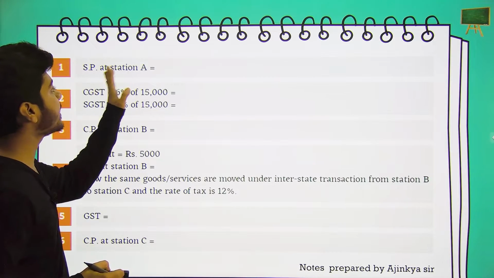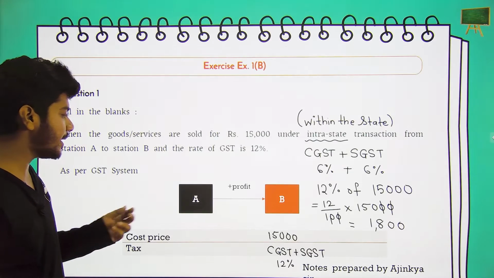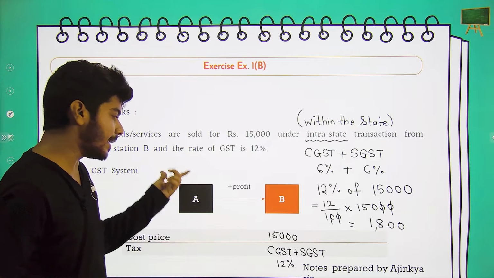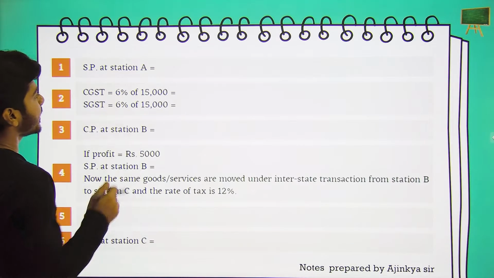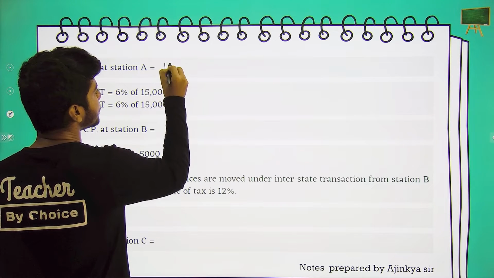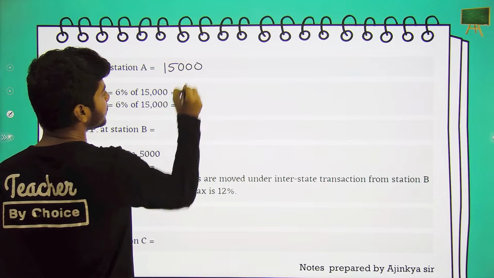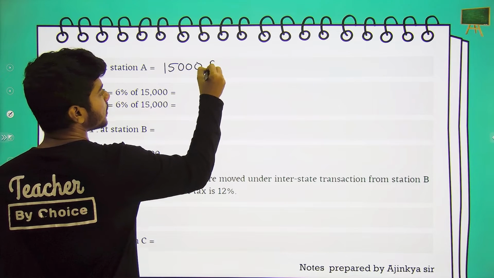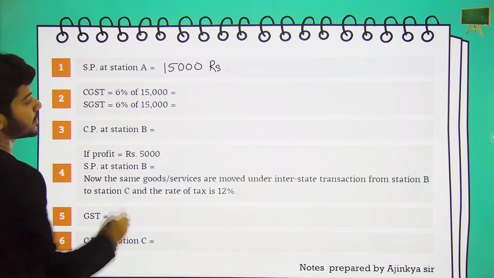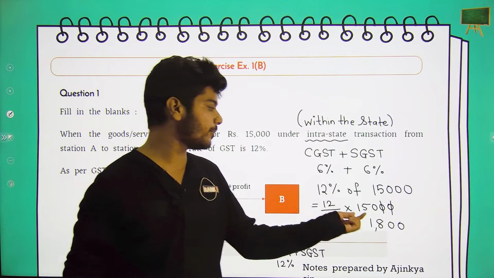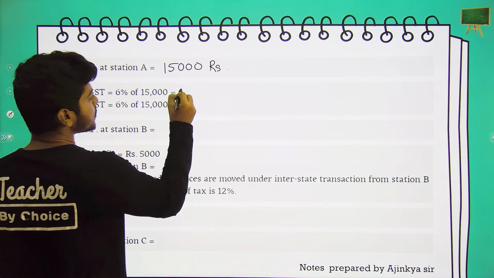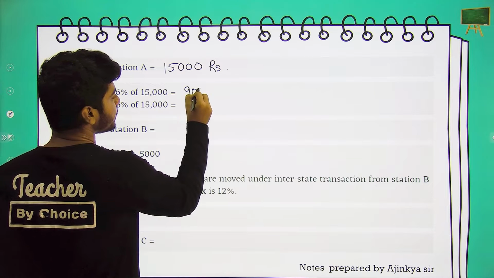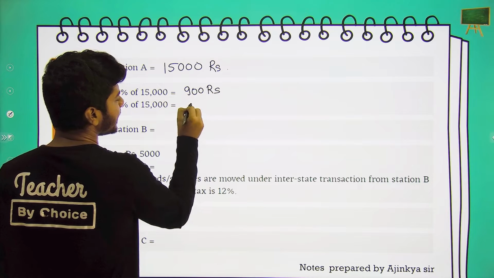Now let's see what they are asking in the question. Selling price at station A. A is selling and B is purchasing. So this is the 15,000 rupees. Can I say selling price will be 15,000 rupees? Now we have already calculated the 6% of 15,000, which will be half of this, 900 and 900. So this would be 900 rupees and 900 rupees.